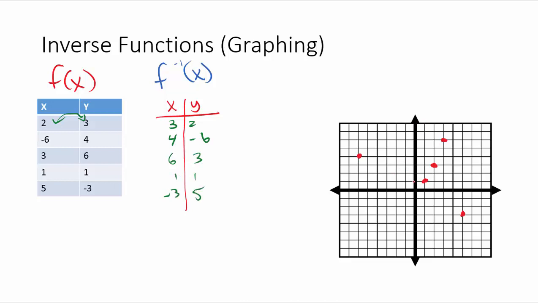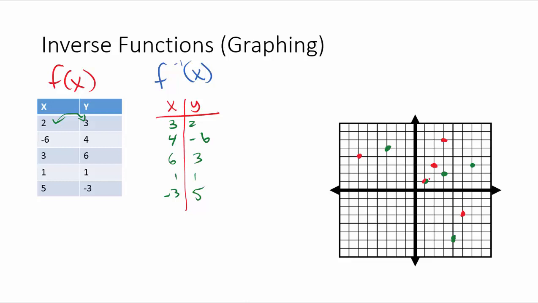Now that I've got them all flip-flopped, I'm going to regraph these in green to show what the inverse looks like. Instead of having the point (2, 3), I'm going to graph the point (3, 2), which is right here. Then I'm going to graph the point (4, -6), which would be down here. Then the point (6, 3), which would be right here. I'm going to graph (1, 1). Notice that since the x and the y are the same, it's the exact same point, so this point is overlapping here. This is both an inverse point and in the regular function. And then we've got the point (-3, 5), which would be right here.